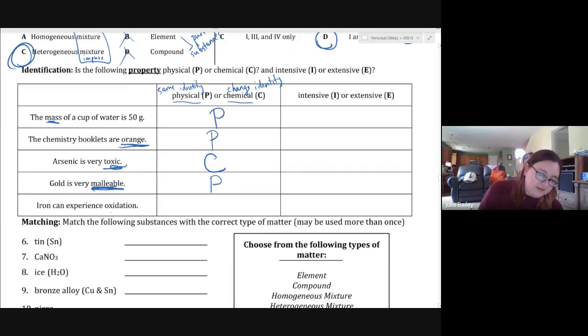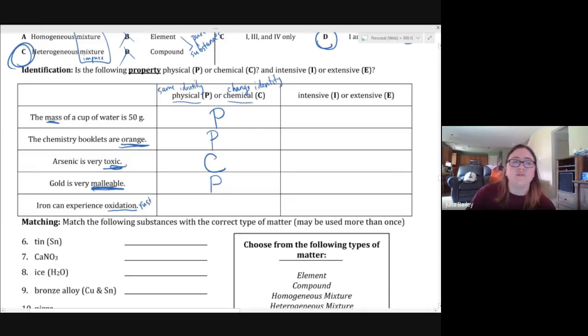And the last one, iron can experience oxidation. Oxidation is a type of reaction. We talked about this. It is basically a fancy word that means rust. When iron rusts, it stops being iron. It starts being iron oxide, which is a compound and is rust. It's not the same stuff. So if it has changed its identity, that tells you it's a chemical change.